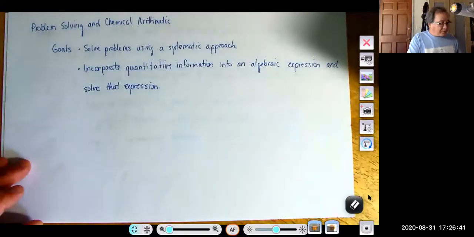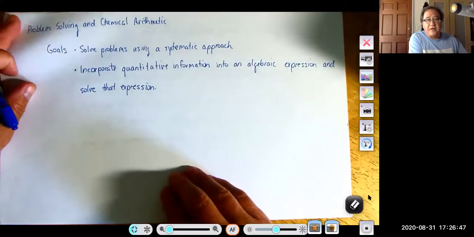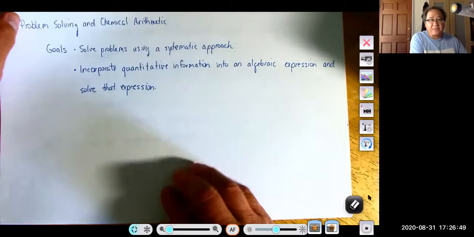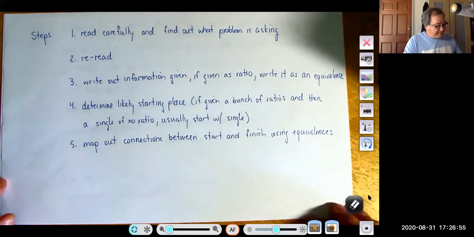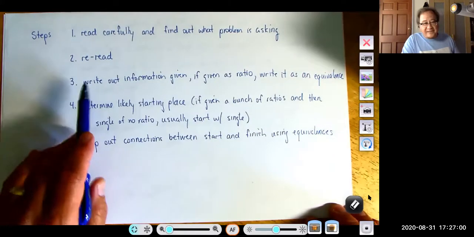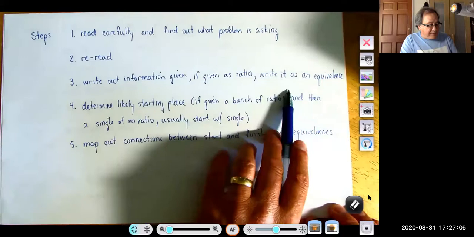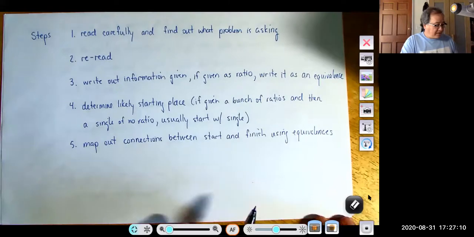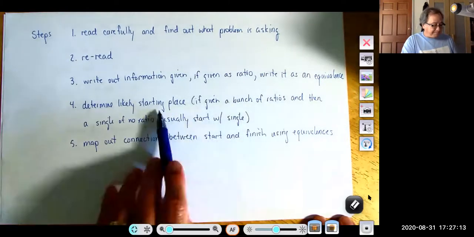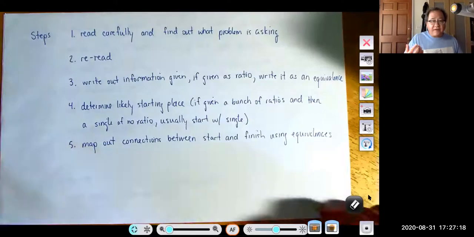Lastly, problem solving in chemical arithmetic. Goal: solve problems using a systematic approach, incorporate quantitative information into an algebraic expression, and solve that expression. So basically, here it is. Read your problem carefully. Find out what it's asking. Reread it. Write out the information given. If given as a ratio, write it as an equivalence, that way you have no problems putting either side on top. Determine a likely starting spot, and map out connections between the start and the finish using equivalencies and whatever else you may need.